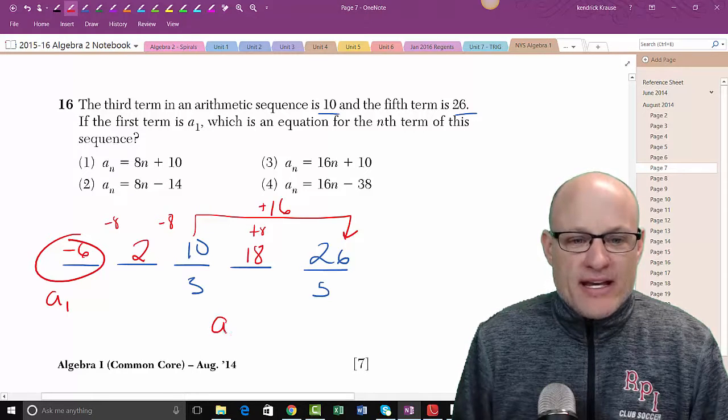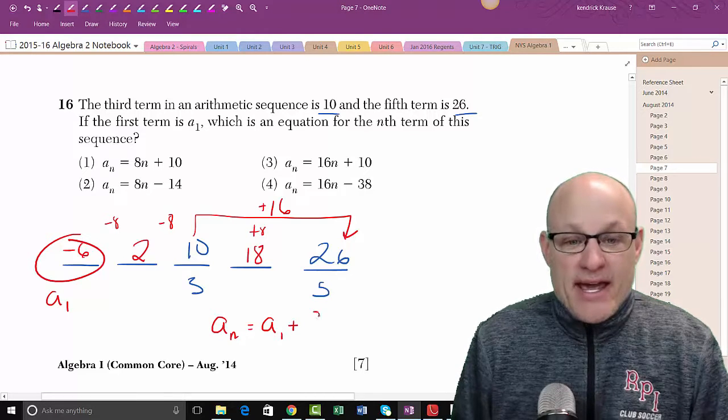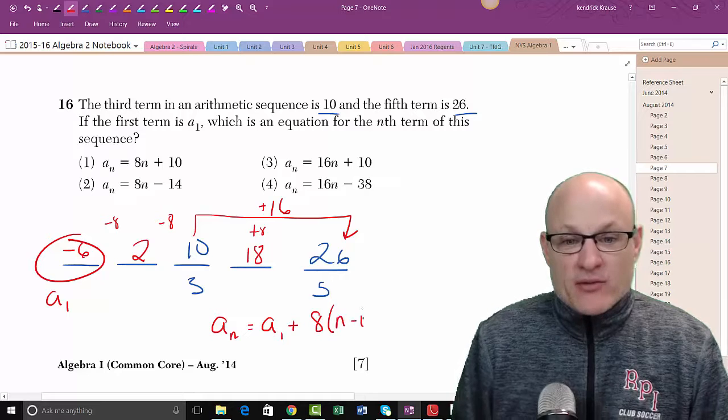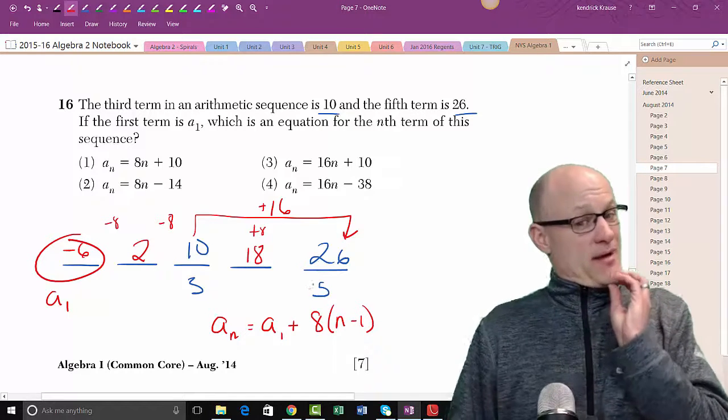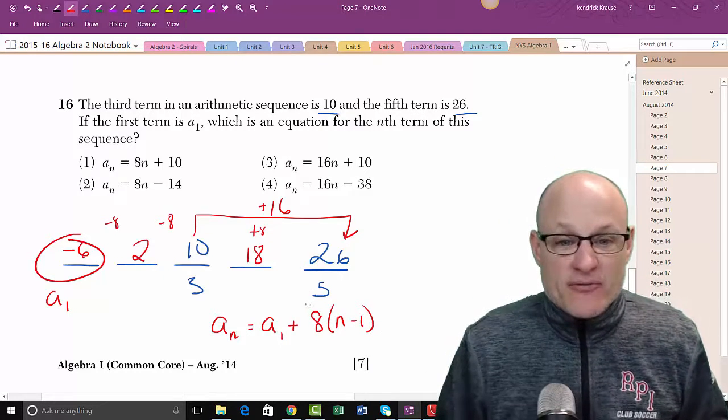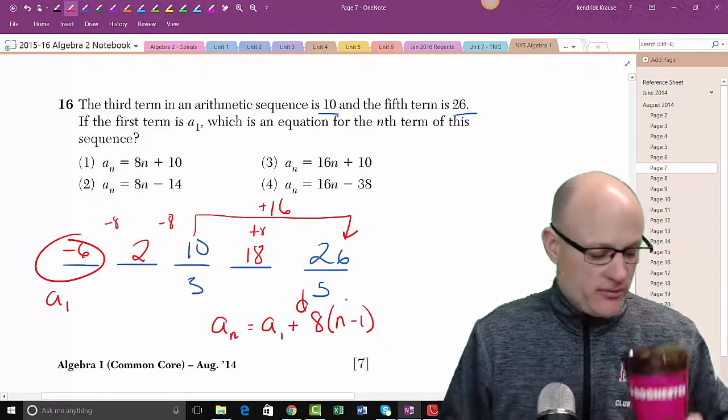So my equation, a sub n is equal to a sub 1 plus 8 times n minus 1. Now that's an equation that you have to remember. It's the common difference sequence formula. So there it is.